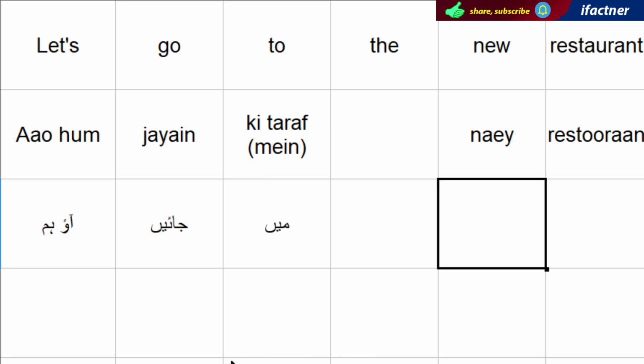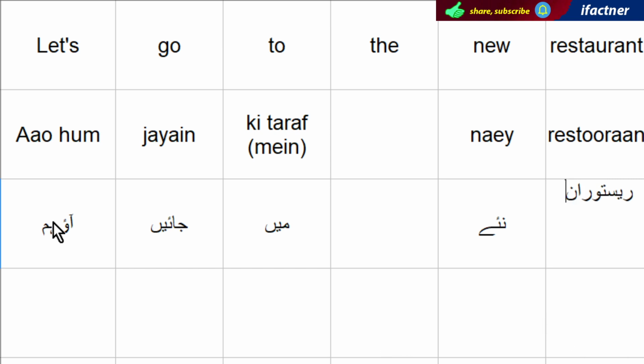Nay is noon, hamza, and badiye. Nay. And restaurant is re, ye, sin, res, tu, tewaw, tu, res, tu, and ran is re, alif, noon. So if we see, then we say आओ हम जाएं में नए restaurant.